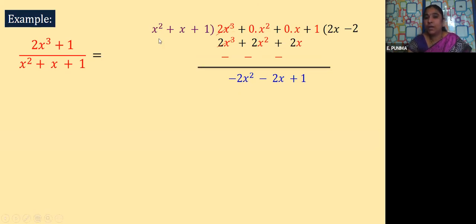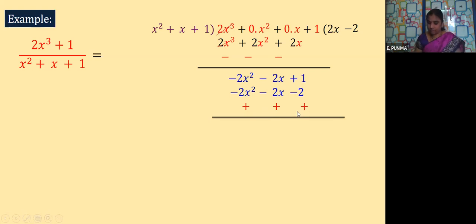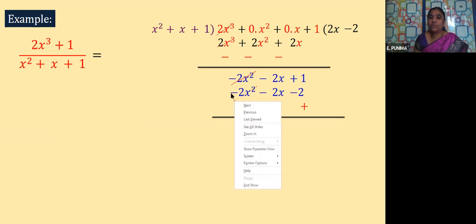How many times does it go, children? x square into how much will give you minus 2x square? It is minus 2. So it is now minus 2x square, plus x into minus 2 is minus 2x, plus 1 into minus 2 is minus 2. Because these two are of the same sign, just change the signs, children. Plus minus becomes plus, here also minus becomes plus. Now here again the plus 2x square term and our minus 2x square term, which has changed to plus, are cancelled.